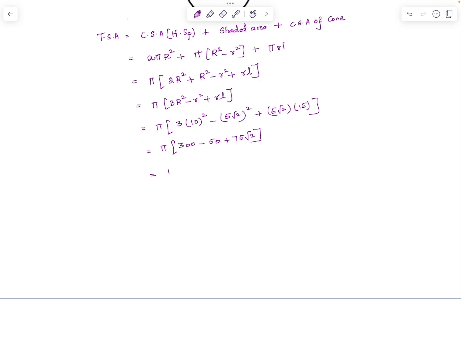On further simplifying, we get pi times 250 plus 75 root 2. The question recommends to substitute 1.4 for root 2, which is pi times 250 plus 105, which is 355 pi centimeter square.